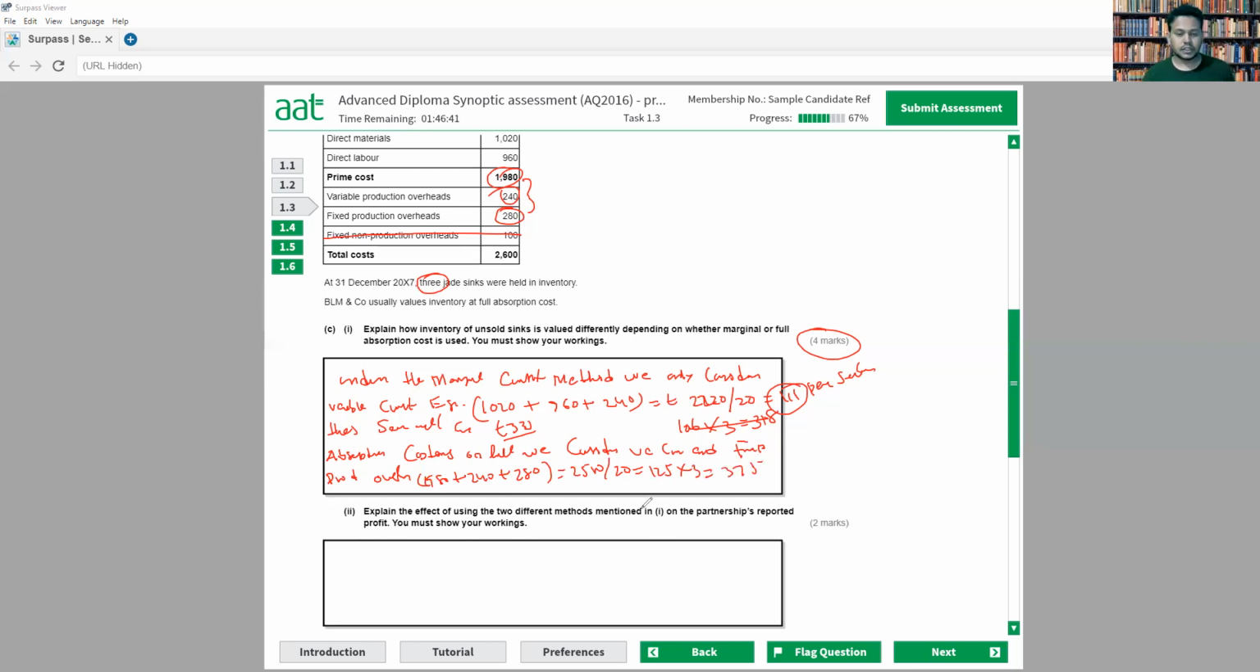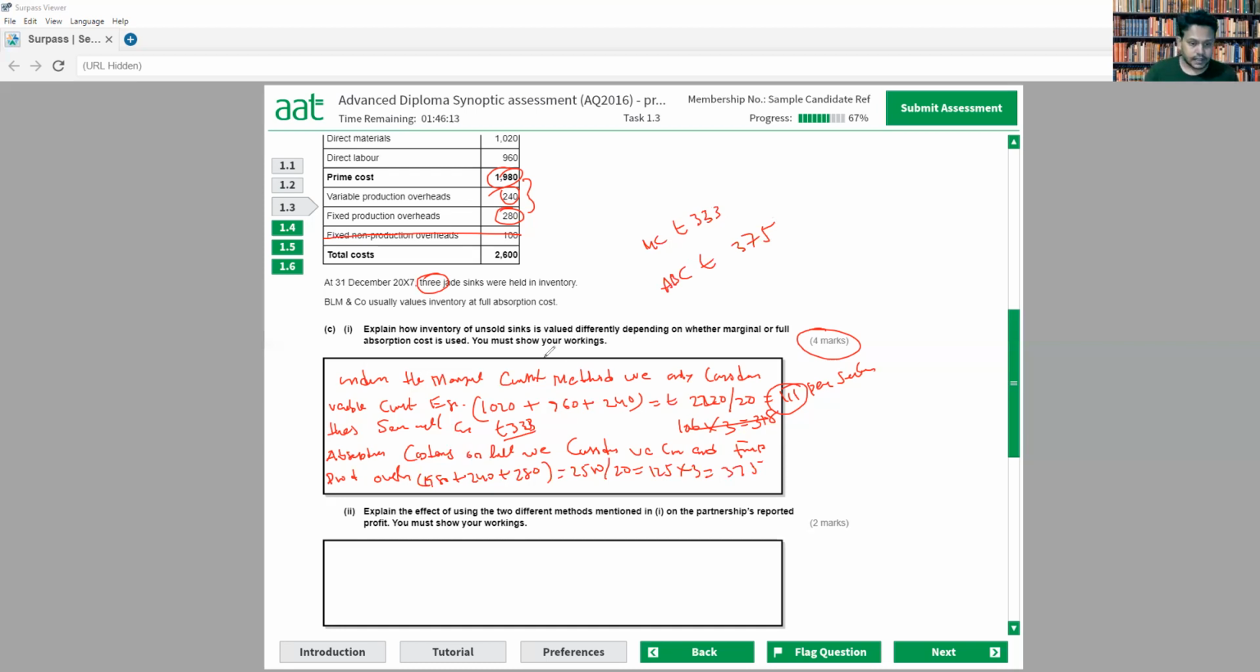So under the marginal, the value for the closing inventory is 333. Under the absorption costing, the value is 375. So understand the closing inventory is more under the absorption costing, and it is understandable because we include the fixed cost inside each unit, so the cost will be more anyway.